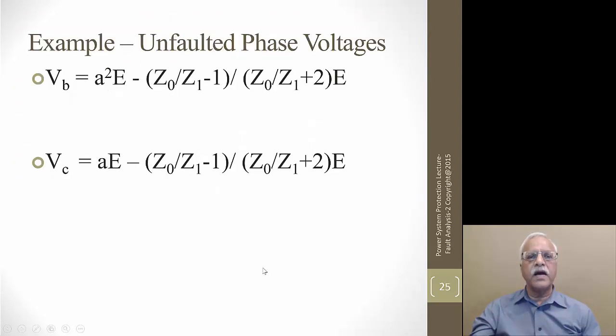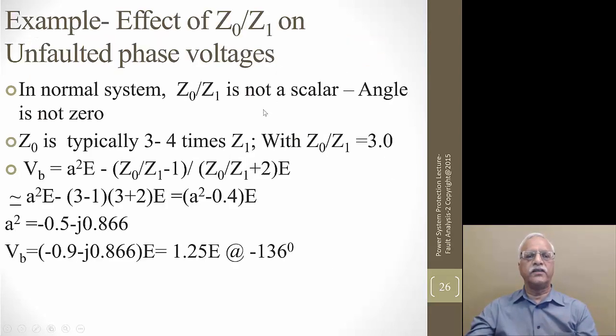So now if you look at mathematically, unfaulted phase voltages, you have A square E is a nominal voltage before the fault, but it gets shifted by a quantity based on the A phase voltage, pre-fault voltage here. So if you look at this, Z0 is typically 3 to 4 times Z1. If you use that Z0 by Z1 as 3, and then you try to calculate, the voltage in the B phase increases to 1.25 per unit than if the pre-fault voltage is assumed to be 1 per unit.